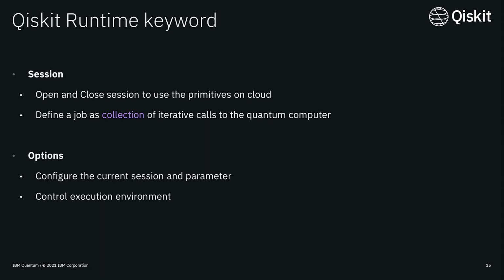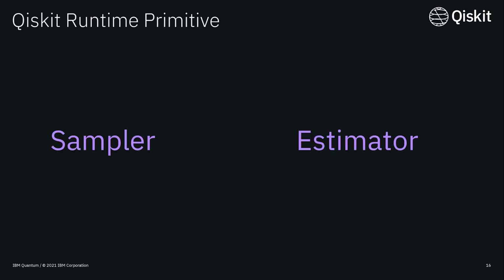There are 2 keywords I want to introduce for the quantum runtime. These are the session and options. These are the keywords that you will see a lot during this challenge and you will write yourself. Sessions allow you to open and close the primitive in cloud. Also, it defines a job as a collection of iterative calls to the quantum computer. For an option, it configures the current session and parameter. At the same time, it can control execution environment.